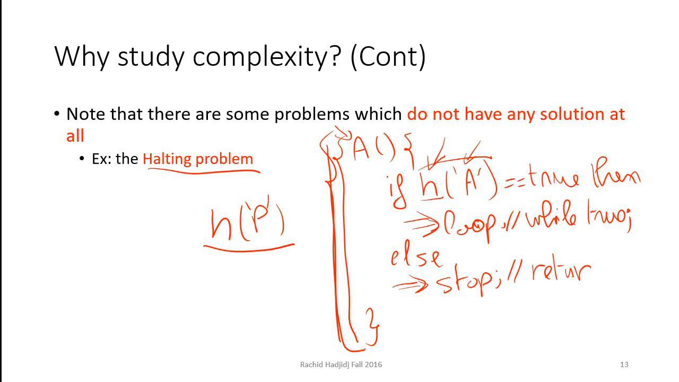And where does the contradiction come from? Well, it doesn't come from the fact that the program is not correct. No, the program is correct. It is a program. The problem comes from the fact that this function h doesn't exist. Because when you assume it exists, you're going to be doing some weird things with it.